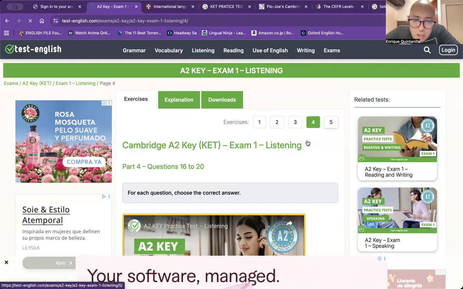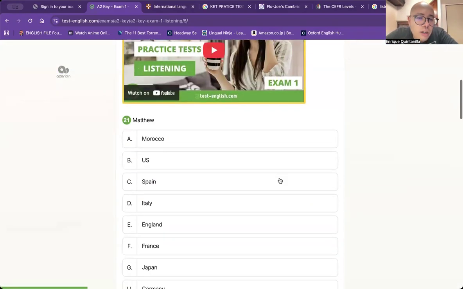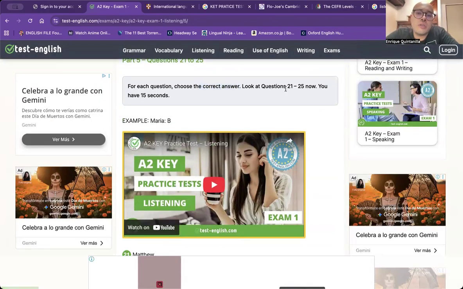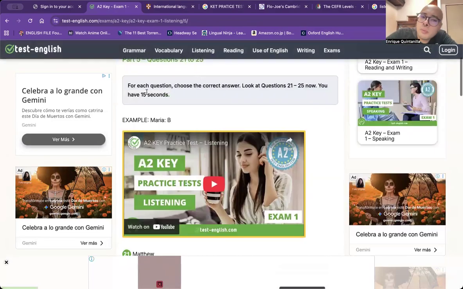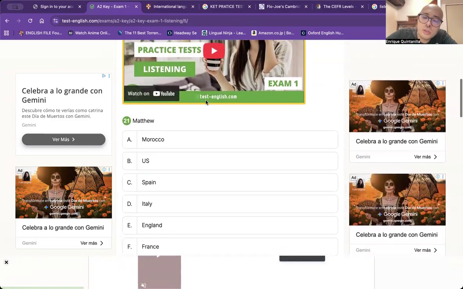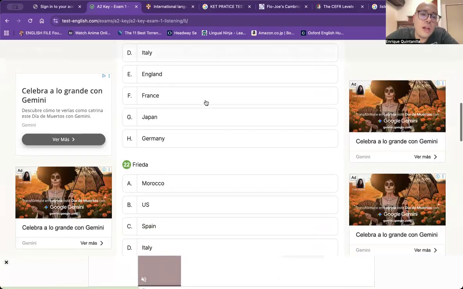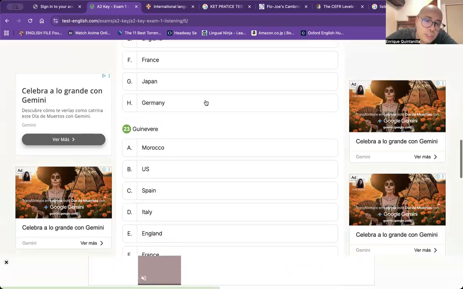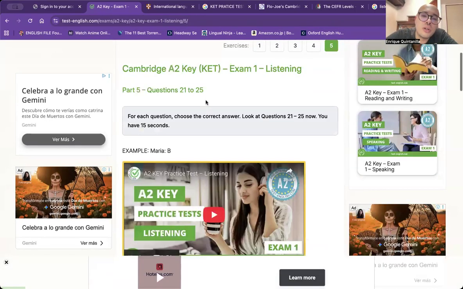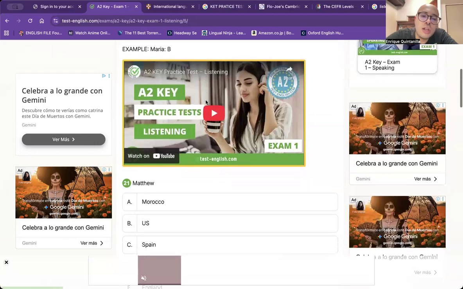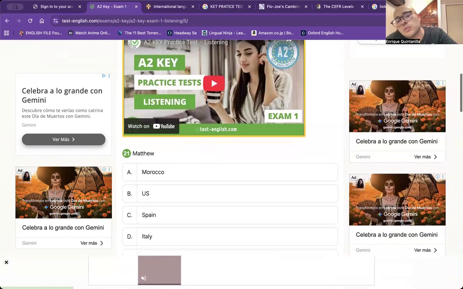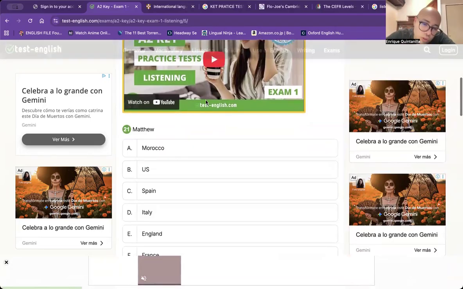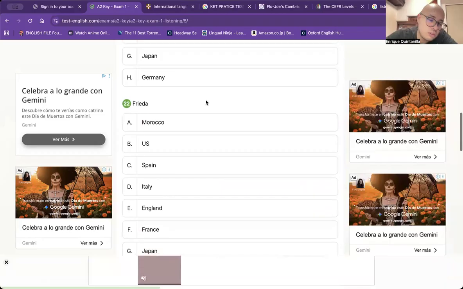Okay, guys? Perfect. So the last part is, for each question, choose the correct answer, look at the question. You have 15 seconds. For example, it tells you here you have 15 seconds. You have to use the 15 seconds to have a look at the sentences and the answers. For example, here there's a conversation where they are going to mention people doing different activities. So you have to pay attention to the people, or maybe they are going to try to confuse you with countries or something like that.